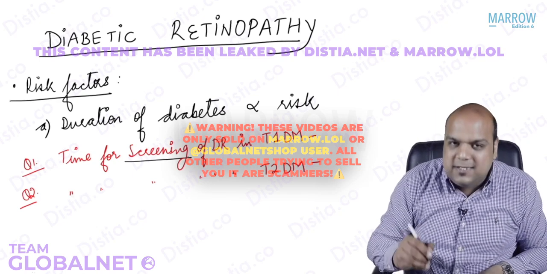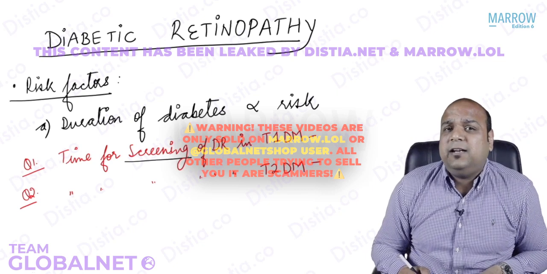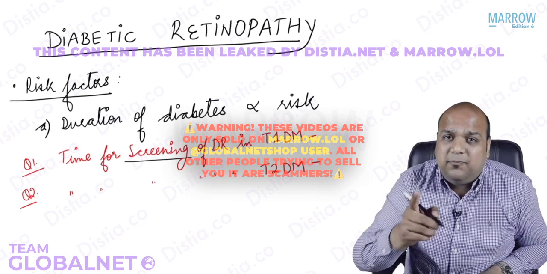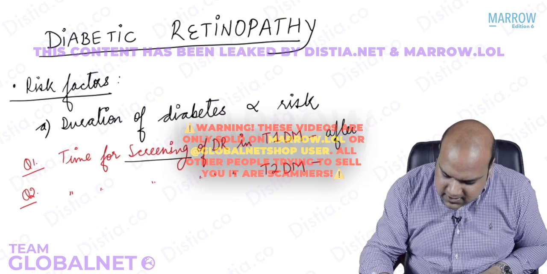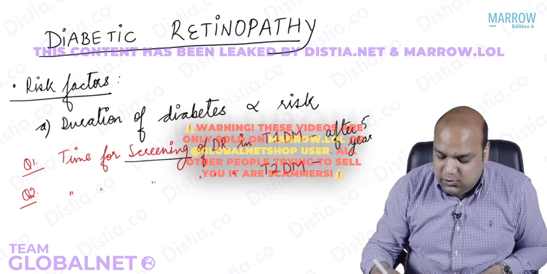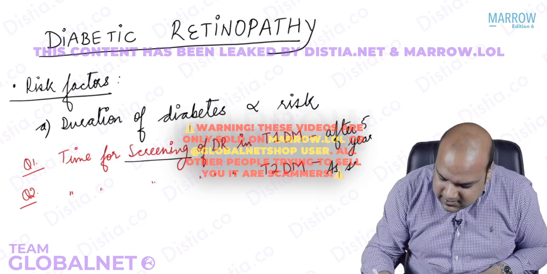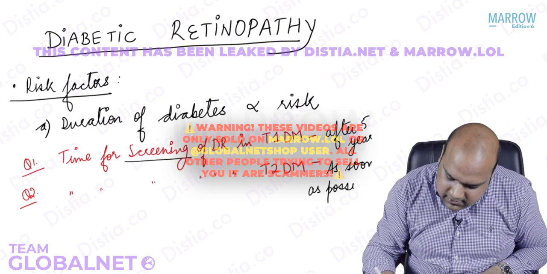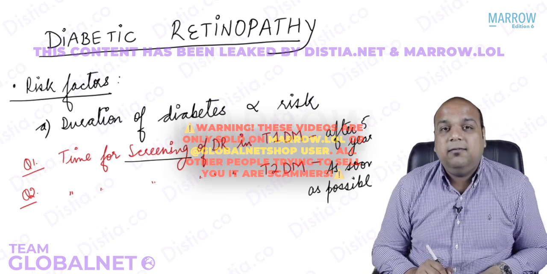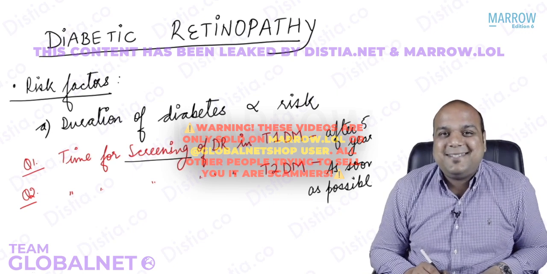So when should we screen in type 1? When should we screen in type 2? In type 1, you are saying after 5 years. I will write after 5 years, no issue. In type 2, you are saying as soon as possible. Okay. Now, why the difference in the answers, everybody?